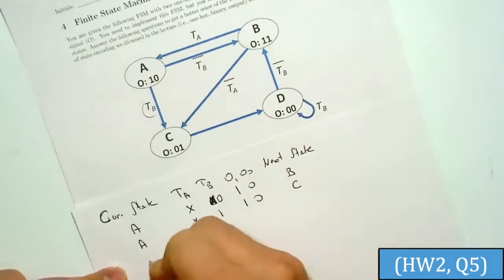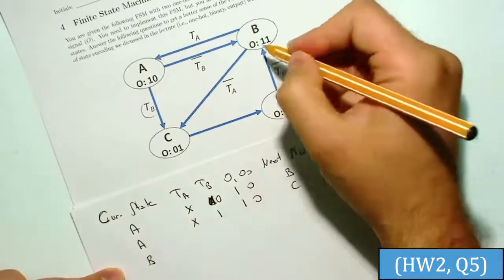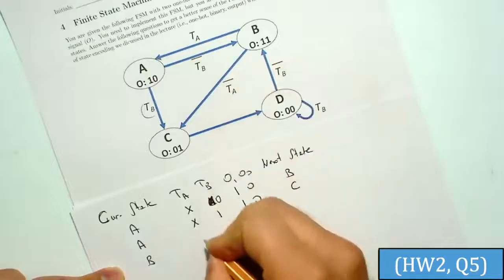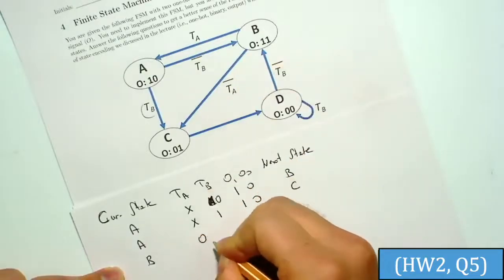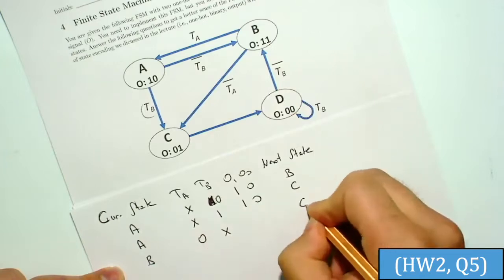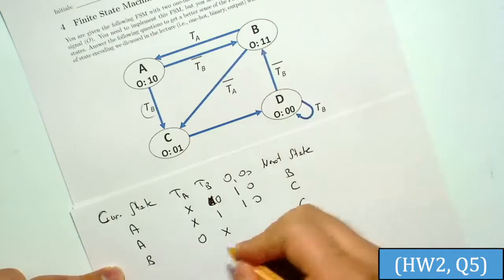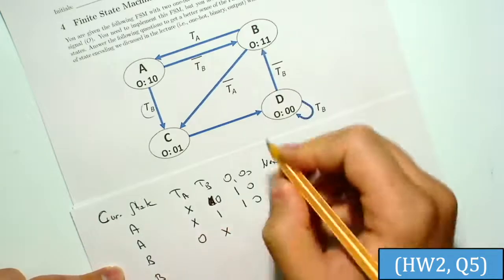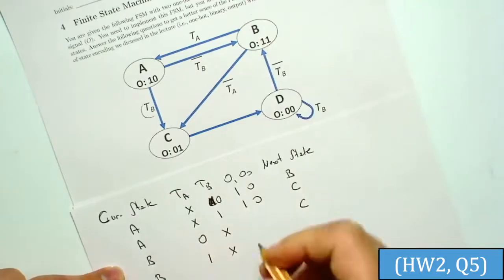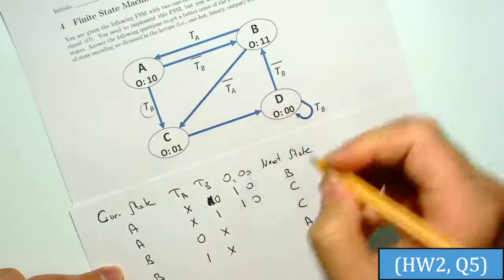For state B, if I have 0 for TA, then I'll visit C. This means 0 and don't care for TB, and the next state is C, right? Yeah, C. Again for B, if I have TA 1 and don't care for TB, then I'll visit A, and the output will be 1, 1.